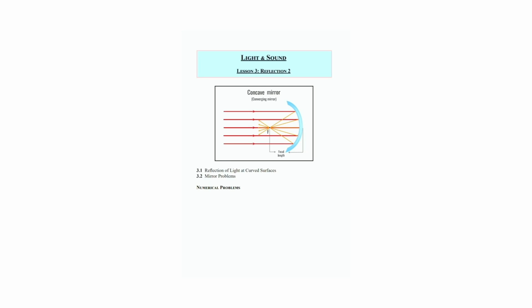Welcome to Lesson 3, Reflection 2 from the Light and Sound section. In this first part of the lesson, we're going to be doing part 1, which is reflection at curved surfaces. In the last section, you were looking at flat or plane mirrors. Now you're going to be looking at curved mirrors. And there are two types of curved mirrors we're going to look at. We're going to be looking at concave, very like the mirror in the diagram in front of you, and convex mirrors. Let's start by looking at concave mirrors.